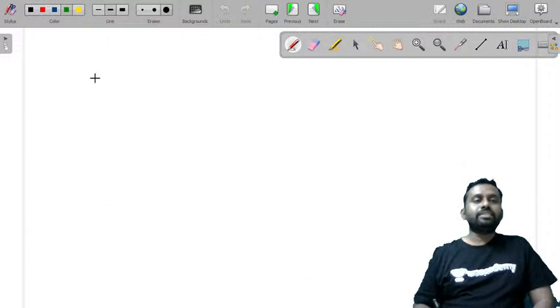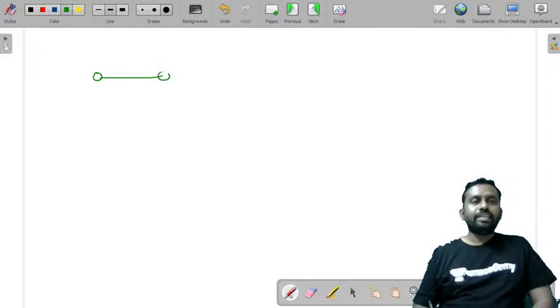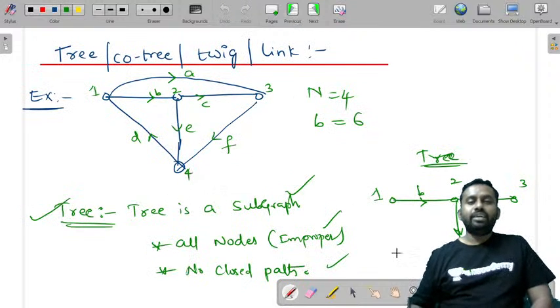And let us take this tree once again. Let us consider this tree. So let us say this is the tree that we have, 1, 2, 3, and 4. Now let us see what we have taken in the previous session. I'll just take this to the next slide and try to move from this.